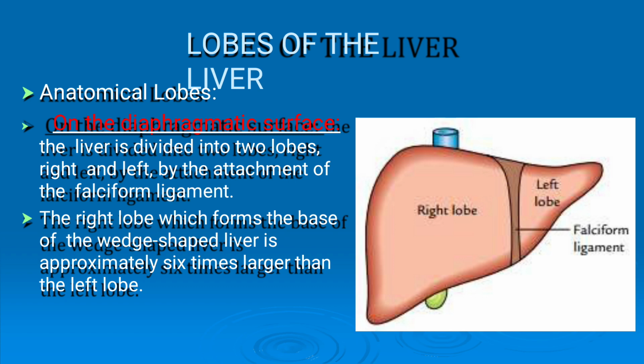Now we can discuss the anterior view. On the diaphragmatic surface, in the anterior view, the liver is divided into two lobes, right and left, by the attachment of the falciform ligament. We can see in this diagram this is the falciform ligament. The falciform ligament separates the right lobe and left lobe. The right lobe, which forms the base of the wedge-shaped liver, is approximately 6 times larger than the left lobe.